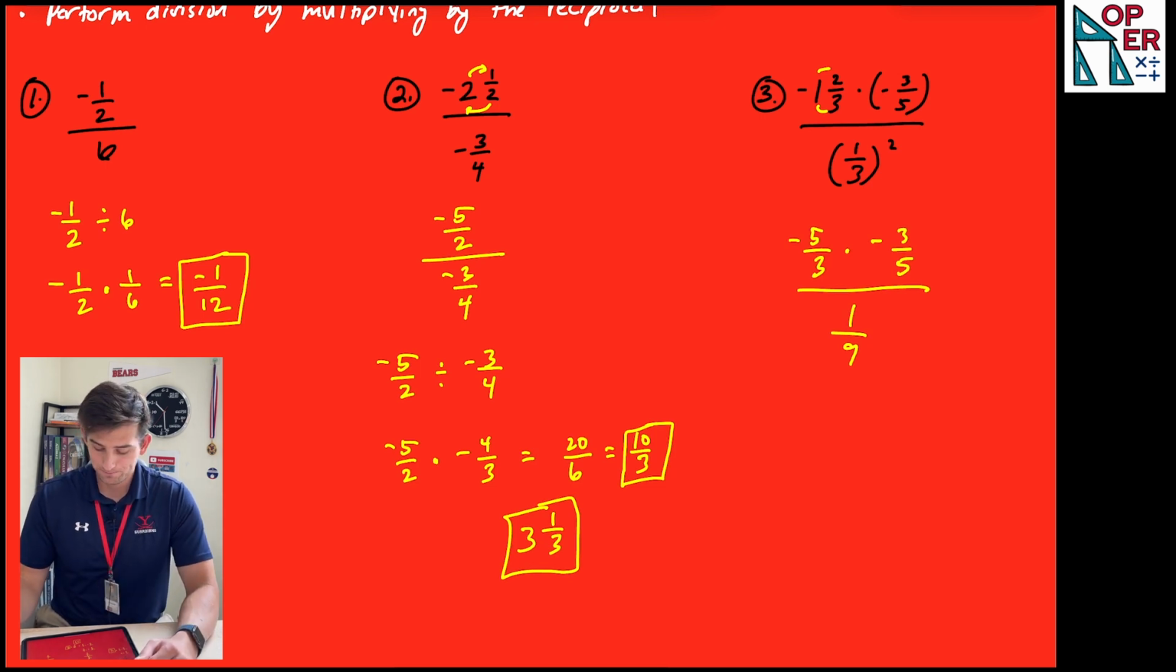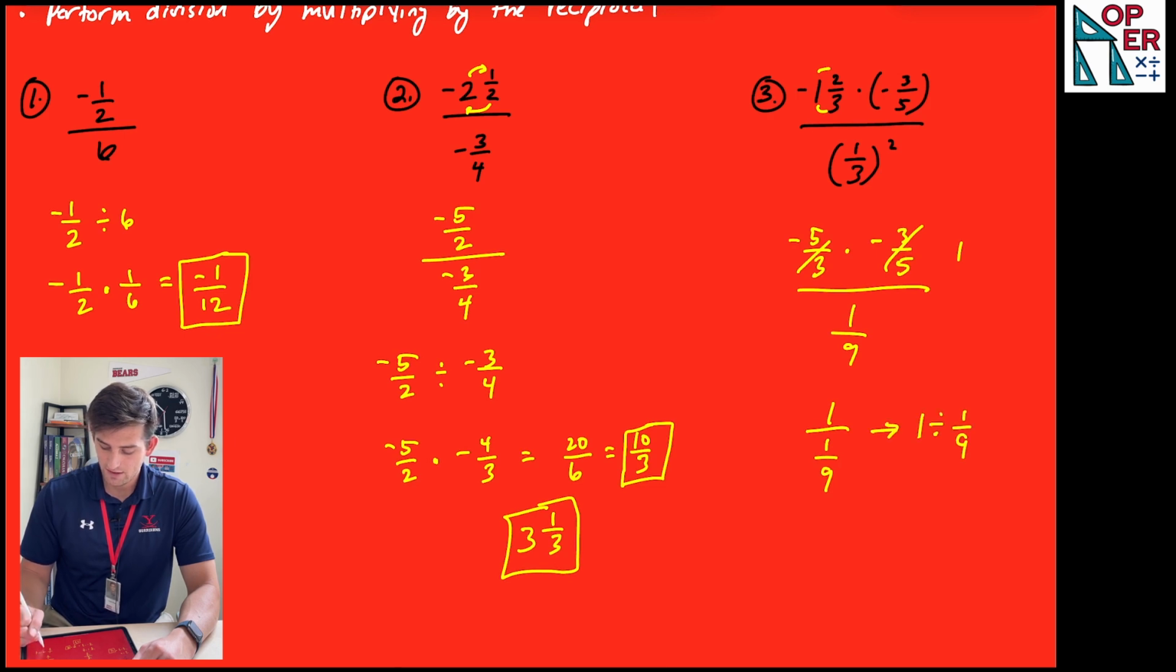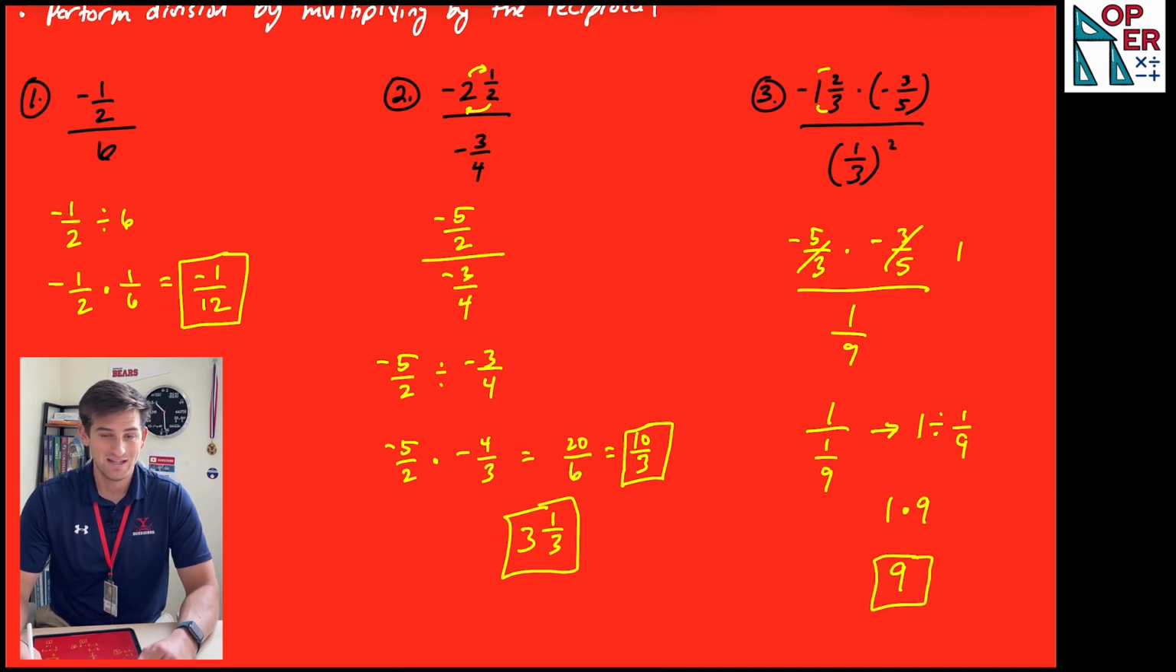Now notice what we got in the numerator. These are reciprocals, -5/3 and -3/5. So they're actually going to cancel each other out, or they're going to become 1. So it becomes 1 divided by 1/9, which we could then rewrite as 1 times 9. So our answer to number 3 would simply be 9. And that is how you can evaluate some complex fractions.